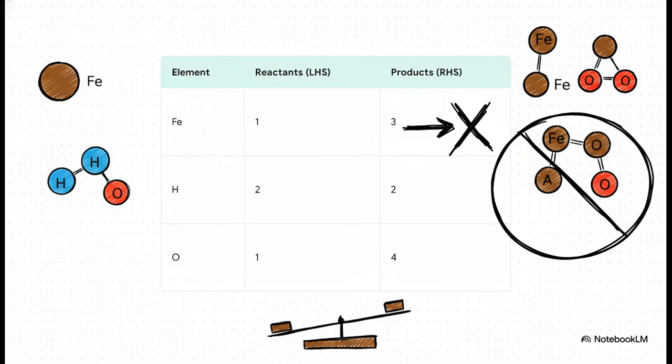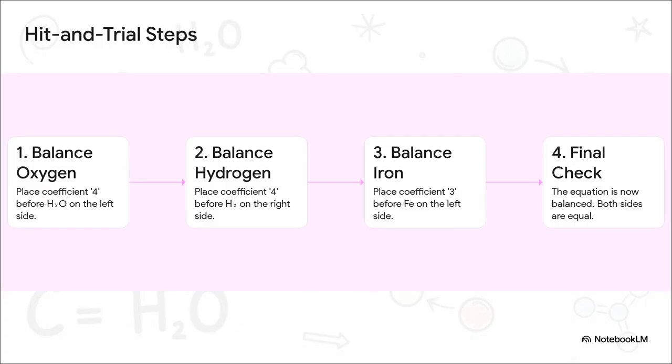On the left-hand side, the LHS, we have one iron atom. On the right-hand side, the RHS, we have three. For oxygen, it's one on the LHS and four on the RHS, so it is definitely unbalanced. So let's balance this step by step using the hit and trial method.